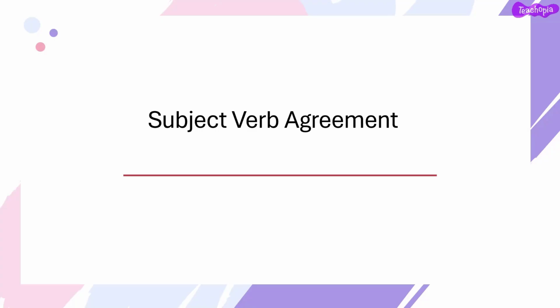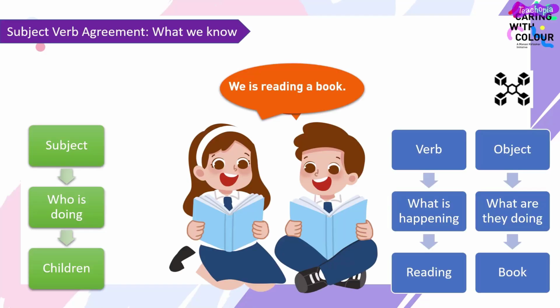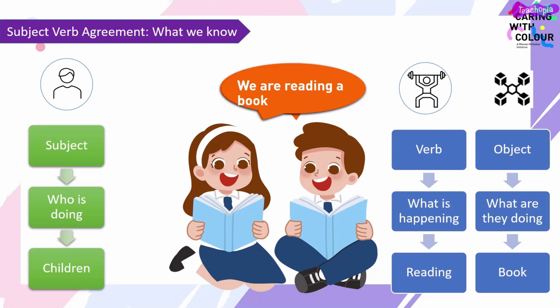The topic for this module's hard spot is subject-verb agreement. What we know about subject-verb agreement: subject, who is doing; verb, what is happening; object, what are they doing. So here's a sentence: we is reading a book. We is plural, and for plural we use we are reading a book. Here subject is children, verb is reading, and object is a book.